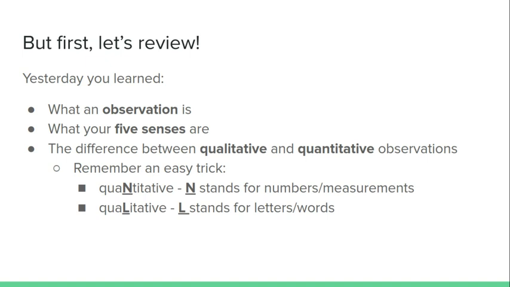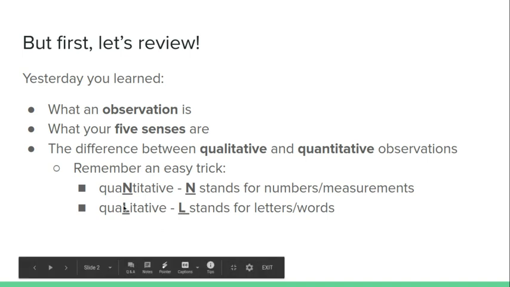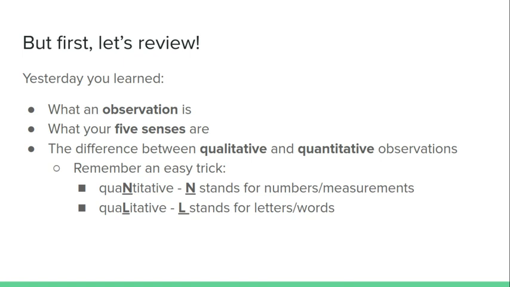An example would be, there are 15 petals on that flower. I counted how many petals are on the flower. Qualitative has this L right here, and that L stands for letters or words, which means it's something that can't be counted or measured. So that might be, the air smells like fruit, or it looks like the cat is yellow and white. So qualitative: letters or words to describe something. Quantitative: numbers or measurements. That's what you should have learned yesterday.